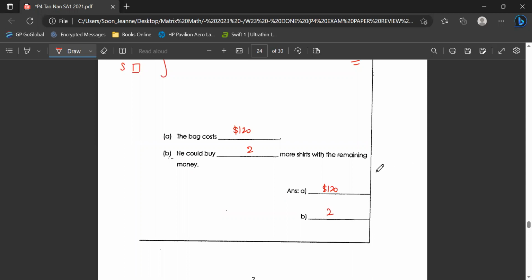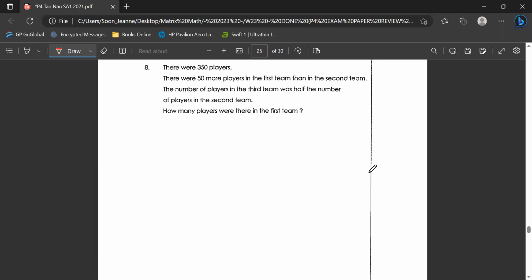Okay. Question number 8. There were 350 players. There were 50 more players in the first team than the second team. The number of players in the third team was half the number of players in the second team. So how many players were there in the first team? Very simple, we draw model. Okay. So you know total you have 350 and 50 more players in the first team.